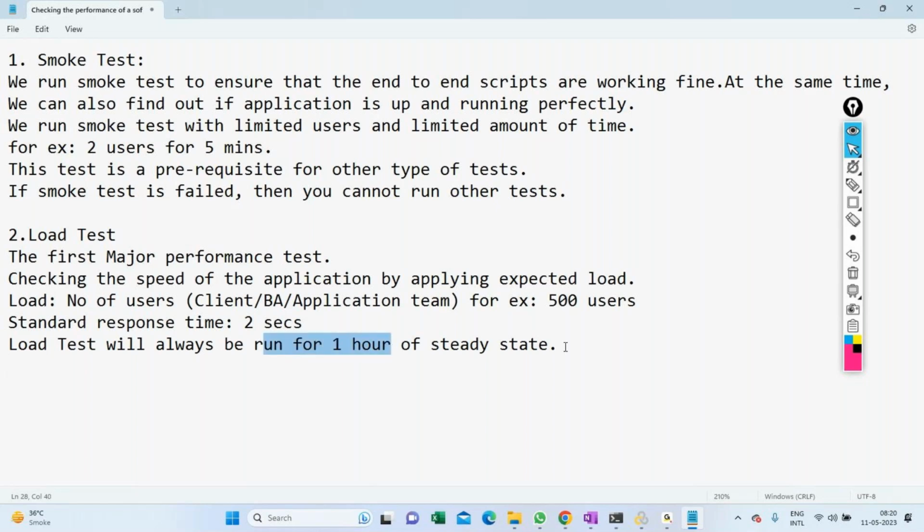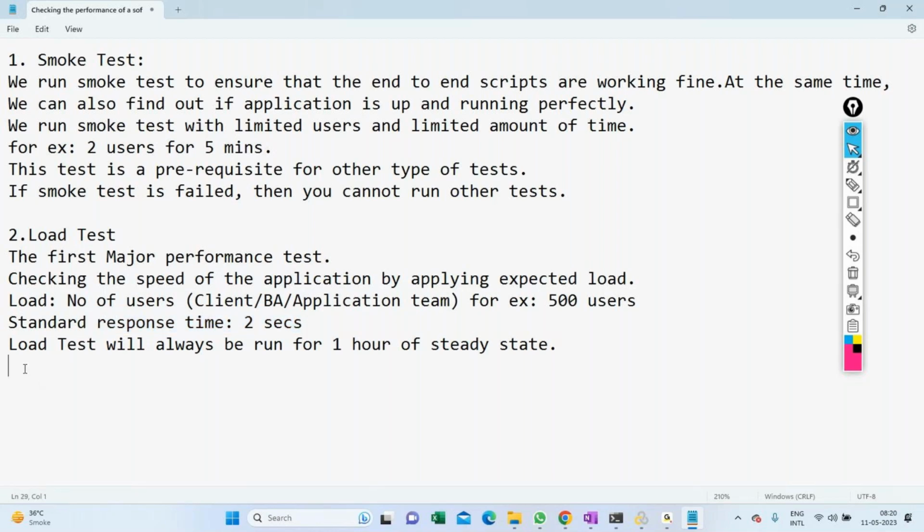Now as I said, smoke test you can run for 5 to 10 minutes max, but load test you should always run for 1 hour, mandatory. You're checking the speed of the application, number of users, standard response time is 2 seconds. Now when you run a load test, you are specifically targeting to identify the bottlenecks, such as the response times, any other errors.